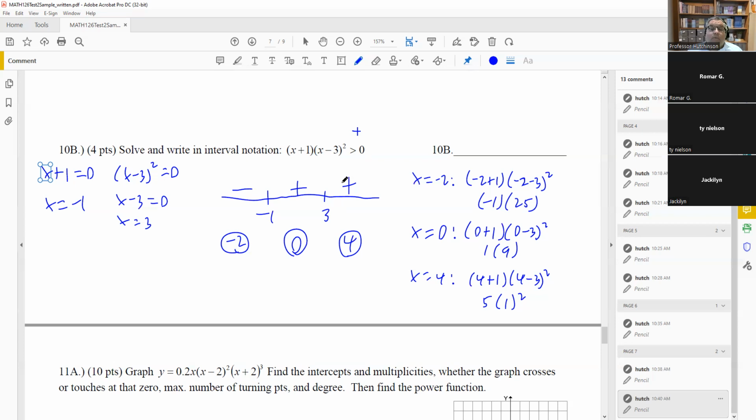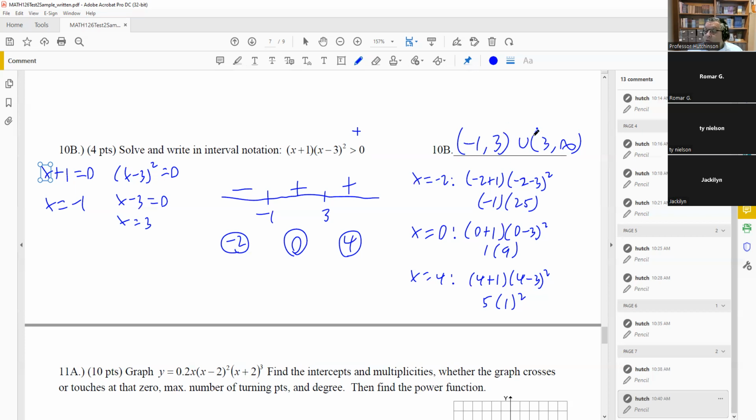So I have to break this up into 2 different intervals. I'm going to go from -1 to 3, and then from 3 to infinity. We're using parentheses on all these because of the greater than symbol. If it was a greater than or equal to, then we could use brackets here.